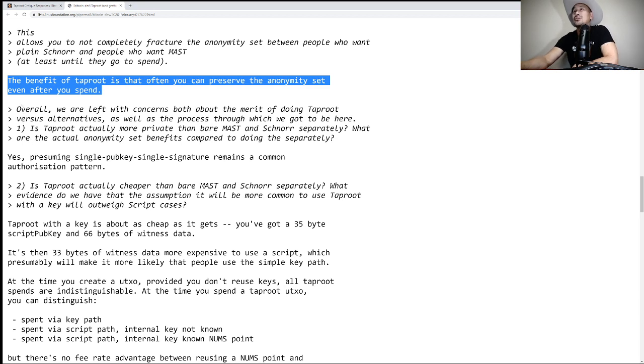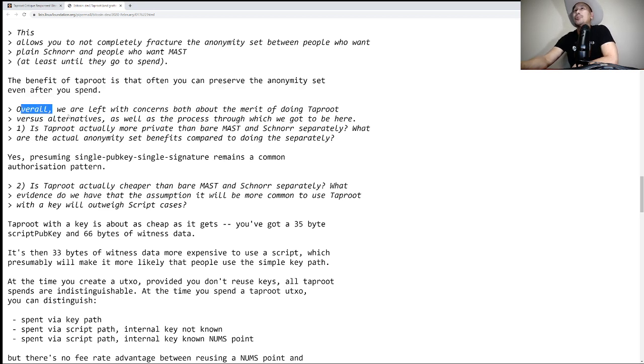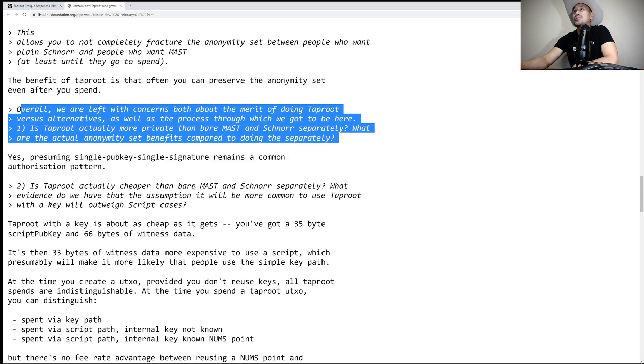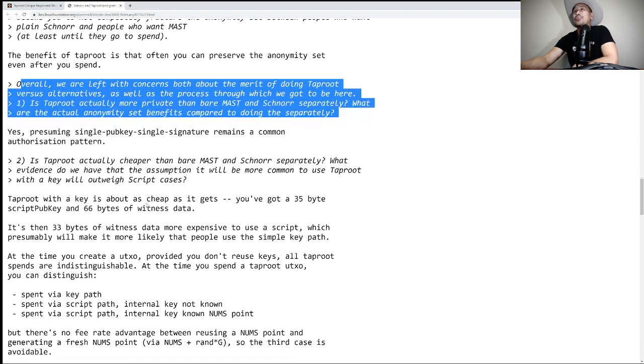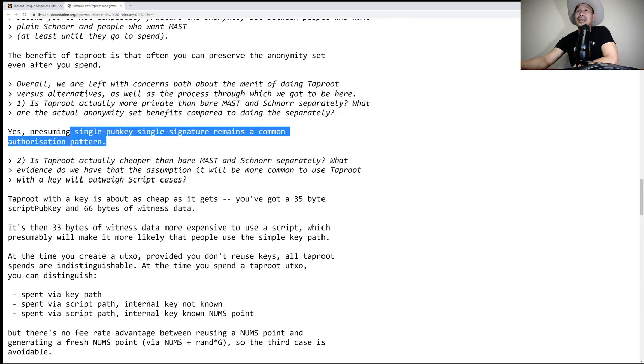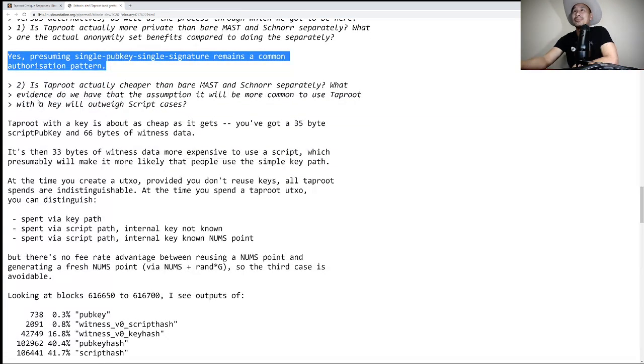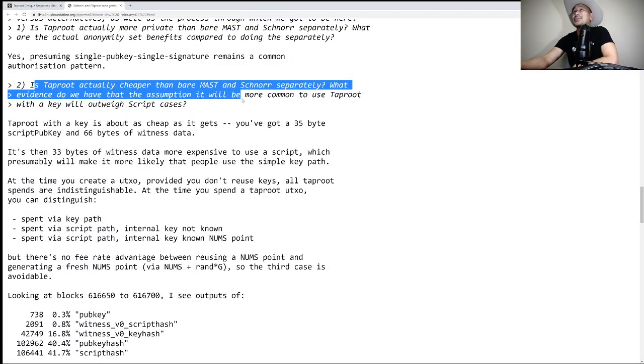Overall, we are left with the concerns about the merit of doing Taproot versus alternatives, as well as the process through which we got to be here. One, is Taproot actually more private than bare, masked, and schnorr separately? What are the actual anonymity set benefits compared to doing it separately? Yes. Presuming the single pub key, single signature remains a common authorization pattern, and that is what is used by almost everybody today. I mean, there are multi-sig transactions out on the blockchain, but the vast majority, I think, are single key. Is Taproot actually cheaper than bare, masked, and schnorr separately?